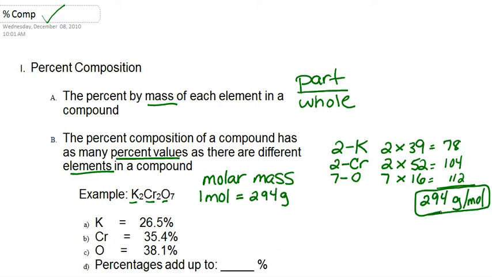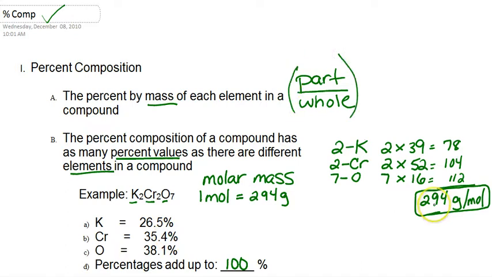Now comes the easy part. What this shows you here is the percentage of each of those 3. Well, how do we get those percentages? Well, first of all, they need to add up to 100%. So let me show you how we would calculate each of those percentages. Very easily, always think about part over whole.